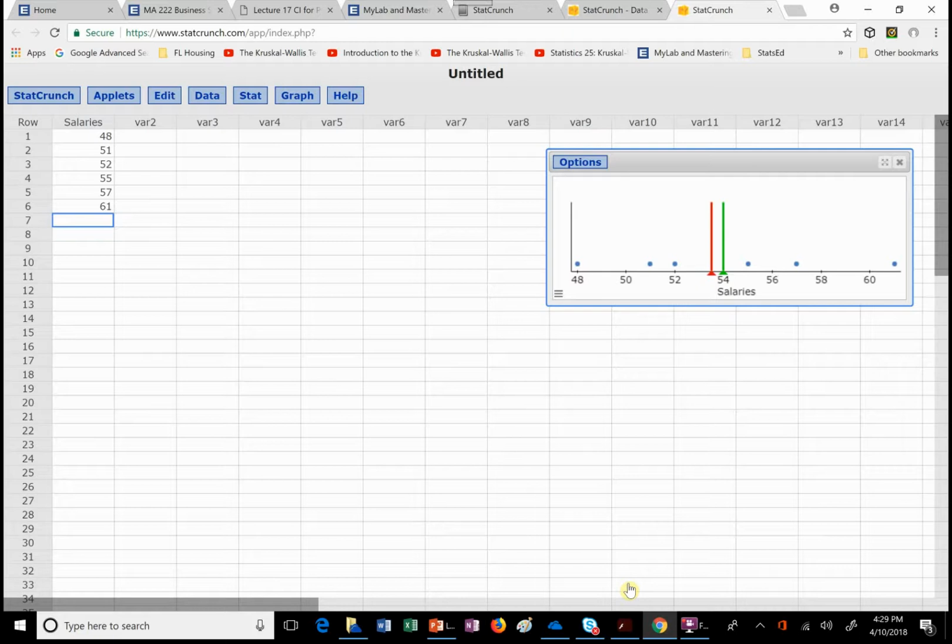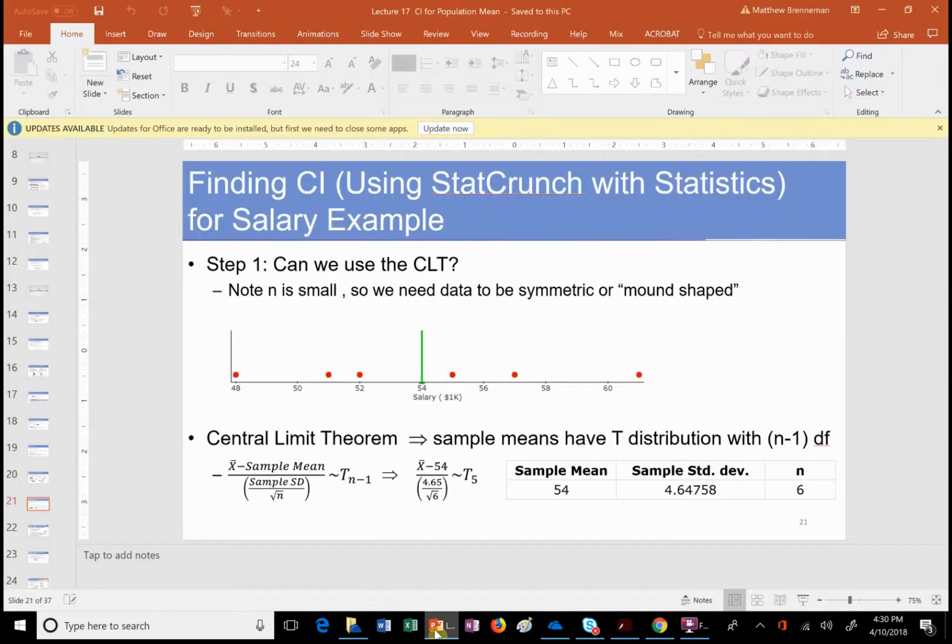So here, n is small, but it looks symmetric. So we're okay. So now we can actually go ahead and do the confidence interval. So the next thing we want to do is organize the information, right? We need to put all the information together here.